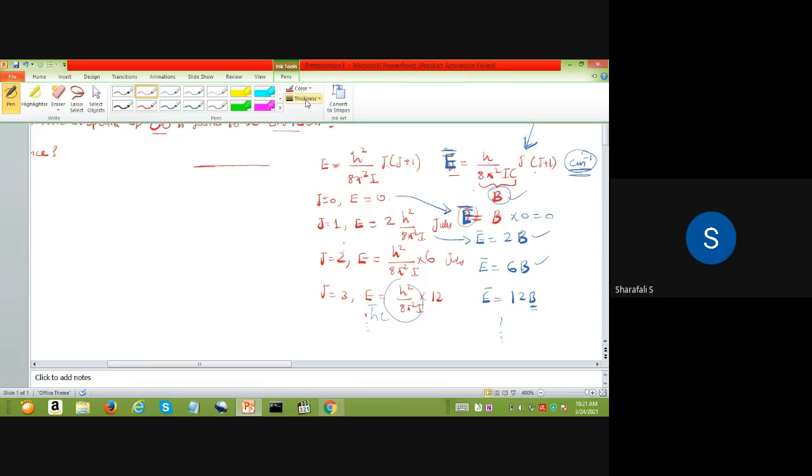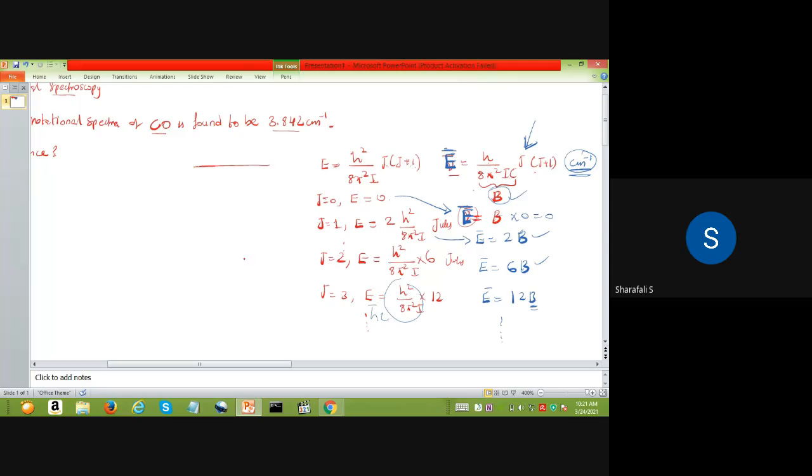So that you can denote these energy levels. First, you have that 0. Let's consider this is your 0 state, the 0th energy level. Then we have the next one, that is 2B. Then you have the next energy level, which is 6B. Then you have 12B, and so on, etc.